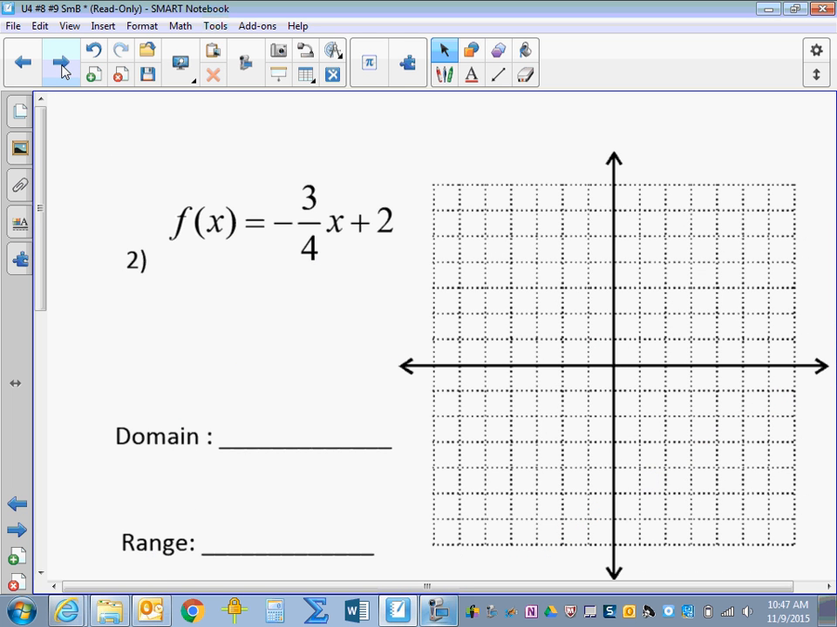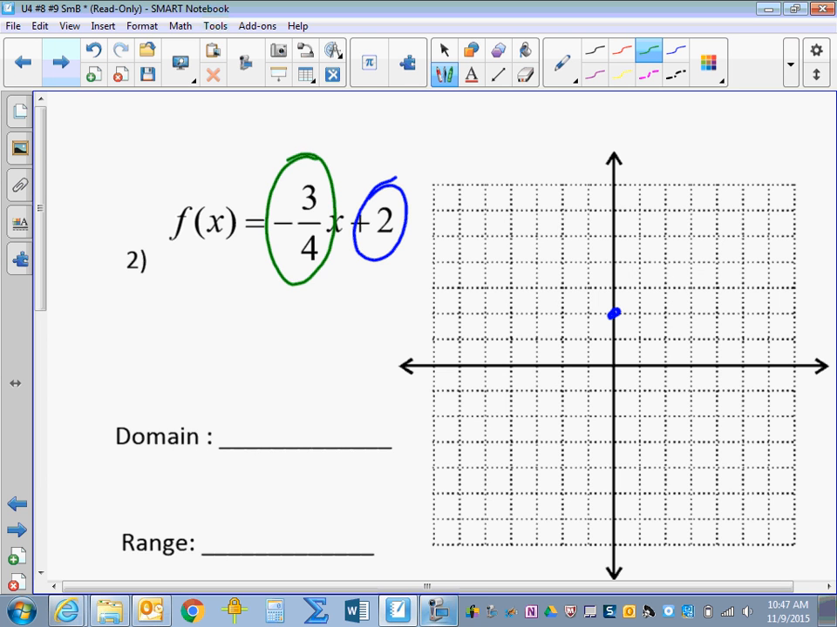All right, here we have negative 3 fourths x plus 2. All right, Rachel, what is my y-intercept? Good, my y-intercept is 2. So let's go and plot 2. All right, and then Alex Hernandez, what's my slope? Good, my slope is negative 3 over 4. That negative means I'm going to be going down, either to the left or down.